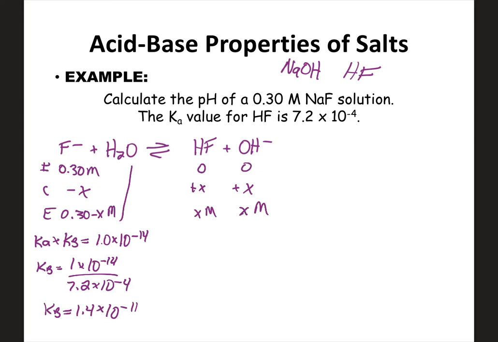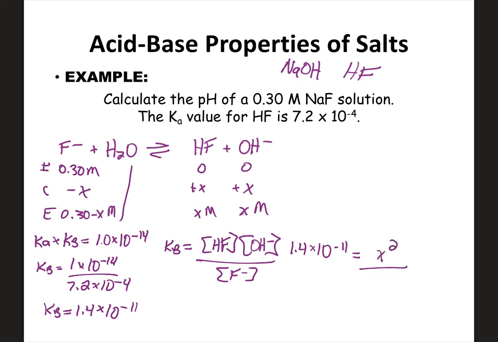Now I need to write my Kb. So Kb would be equal to products over reactants. So we're going to have the concentration of HF times the concentration of OH minus all over the concentration of F minus here. I can plug in what I know. The Kb we just found, 1.4 times 10 to the minus 11, equal to X squared all over 0.30 minus X. We can do the X approximation here because this is a weak problem. Makes solving for X a little bit easier. When I do solve for X here, I get X equal to 2.0 times 10 to the minus 6th molar.